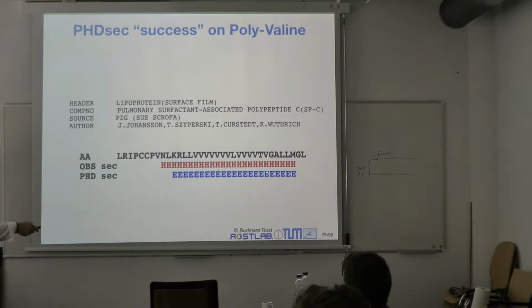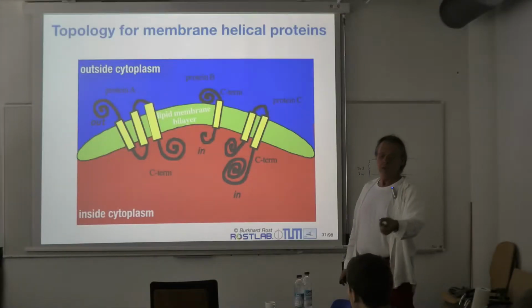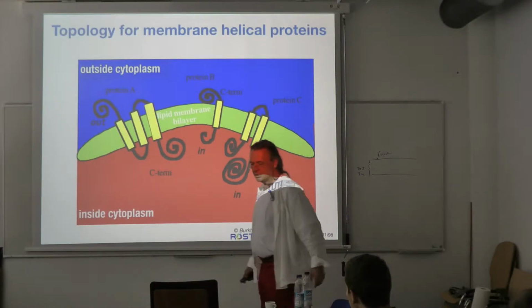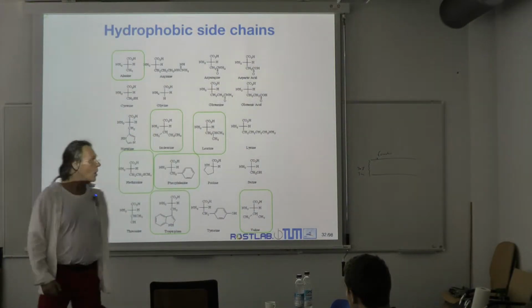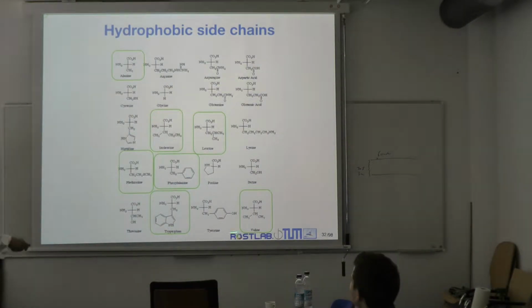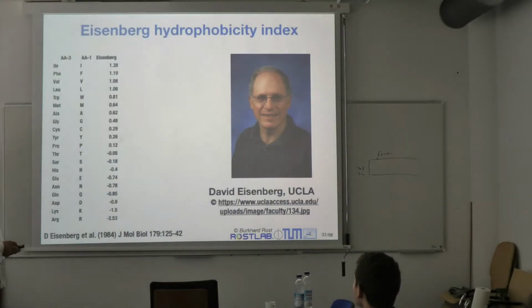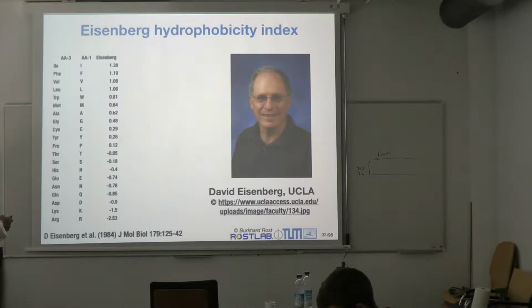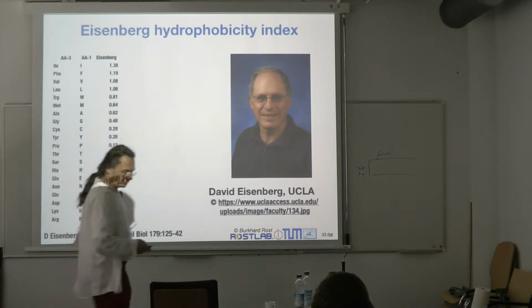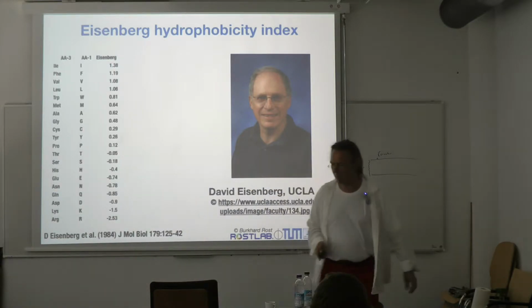So you have the observed membrane helix, and you predict something totally different. Why? Why do you believe this happens? So the simplest way is we look for hydrophobic residues, because we know that some residues are hydrophobic. There's a hydrophobicity scale, for instance the Eisenberg scale, that classifies according to more or less hydrophobicity. And we simply apply such a scale.